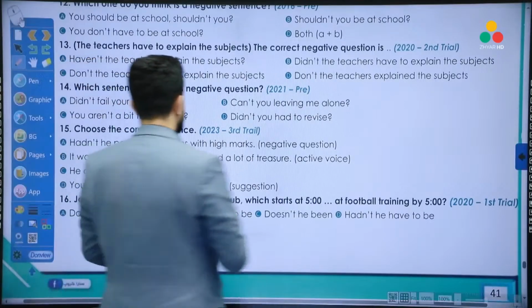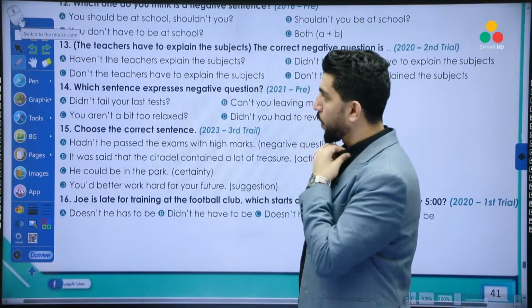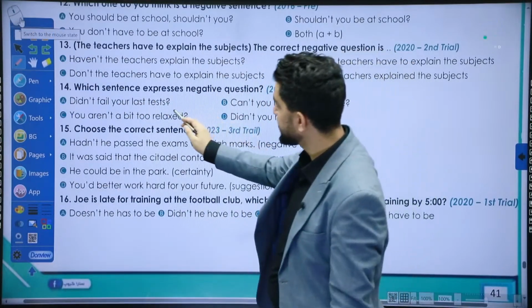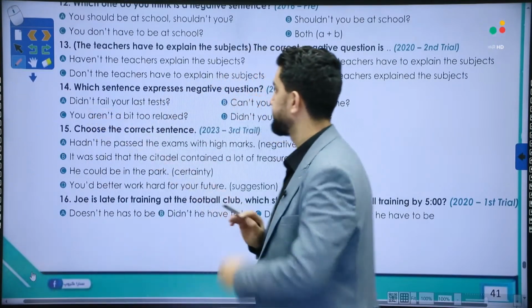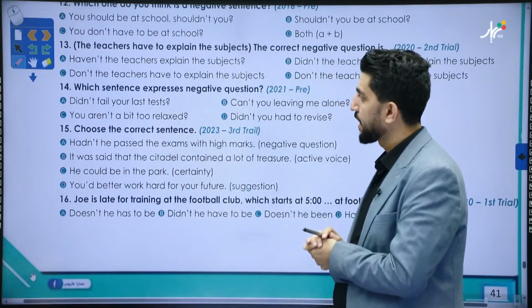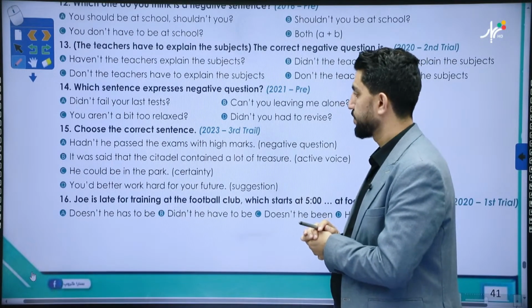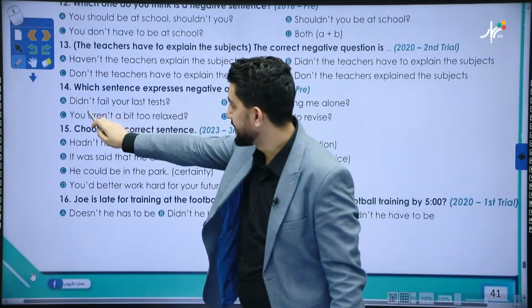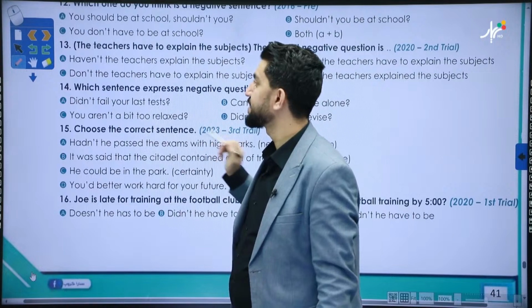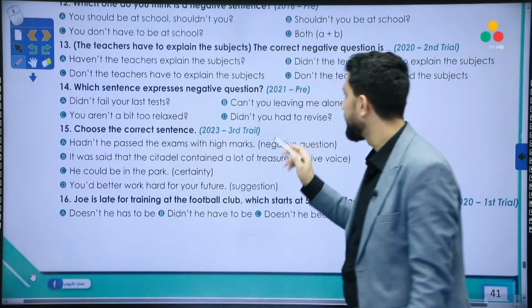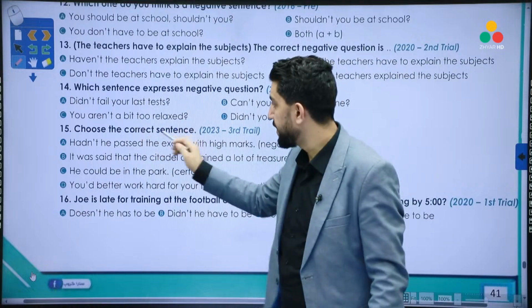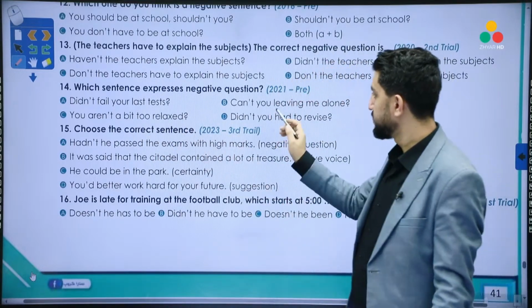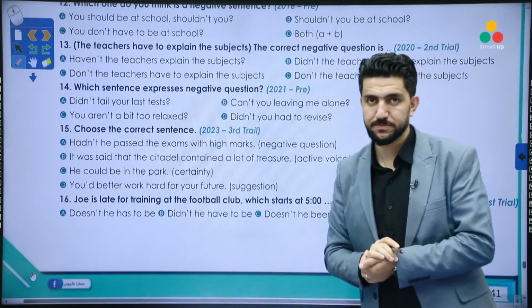Which sentence expresses negative question? Number 14. Okay. The first one, didn't fail your last test. The second one, can't you leaving me alone? You aren't a bit too relaxed. Didn't you had to revise?